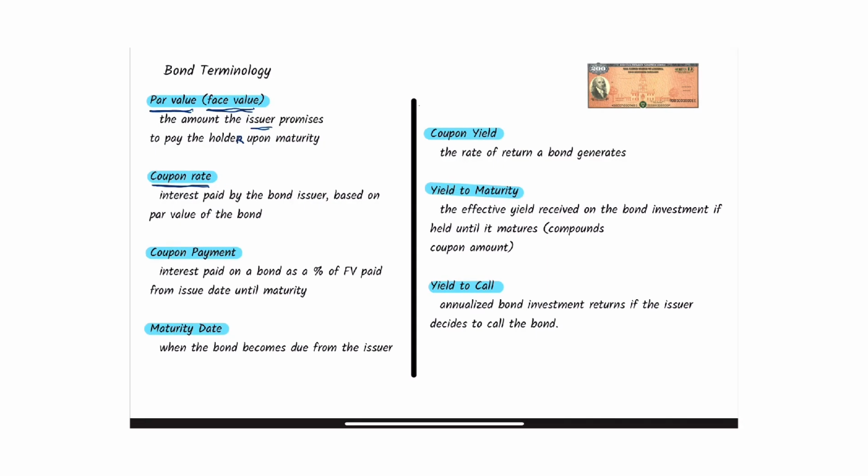Next, we have the coupon payment, and that is the payment that the holder gets based on the coupon rate. So again, if the par value of the bond is $1,000 and the coupon rate is 10%, the coupon payment is going to be that $100 if it's an annual payment until it actually matures.